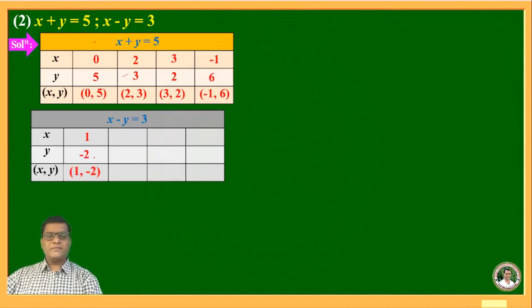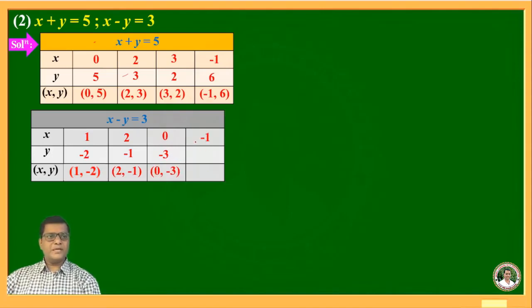The point is 1, minus 2. If you take x is equal to 2, simplify, then we will get the value of y is minus 1. The coordinates of the point are 2, minus 1. Next, if you take the value of x is 0, then after simplification we will get the value of y is minus 3. The coordinates of the point are 0, minus 3.